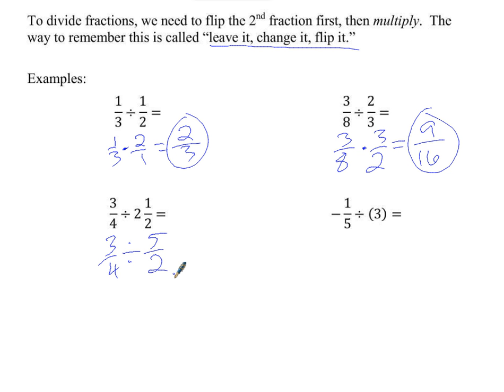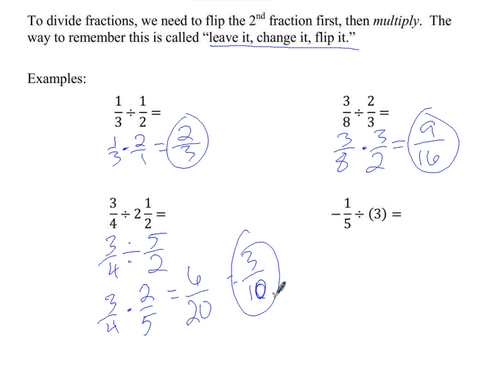And our next move is going to be what? Leave it, change it, flip it. So leave it. 3/4 stays the same. Change it from division to multiplication. Flip it from 5/2 to 2/5. And then what do we do? Multiply across. 3 times 2, 6 over 20. And this does reduce by a factor of 2. So what do I get? 3 over 10, 3/10. That's my answer, 3/10.